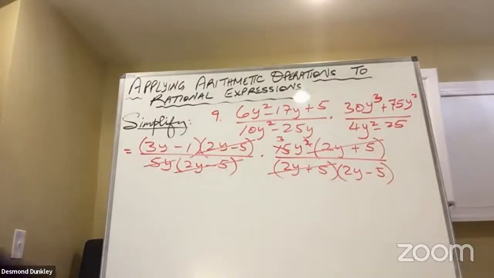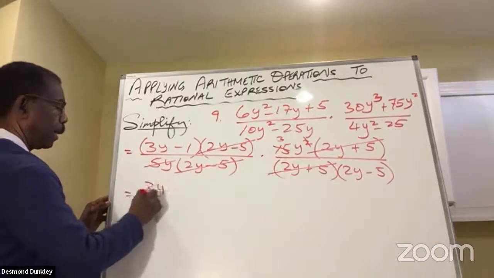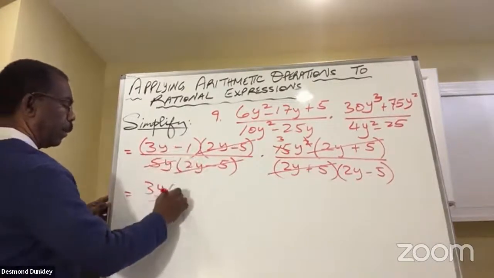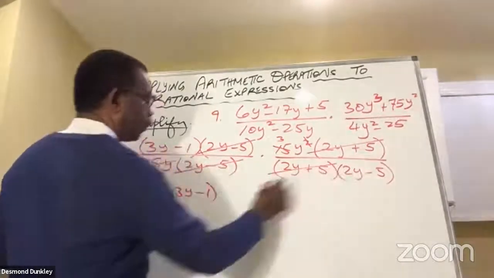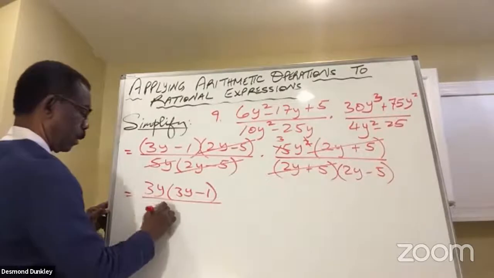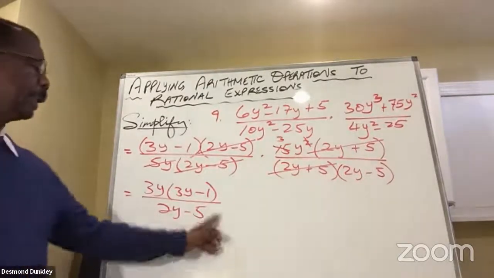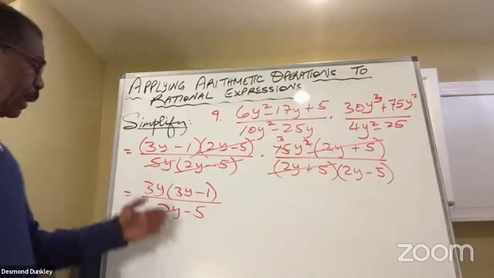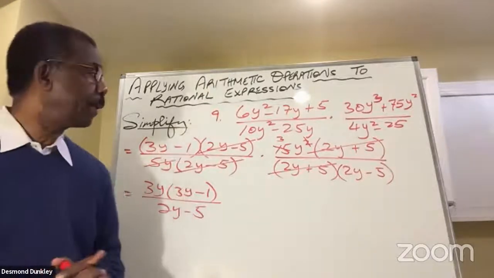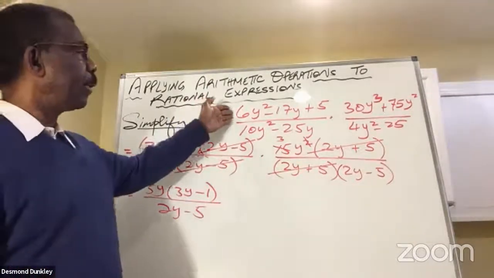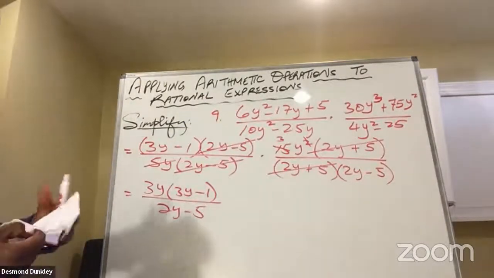So what do we have? We have 3y over there. So I can put 3y times 3y minus 1 over 2y minus 5. You can put the parentheses, but you don't have to because there's nothing else in the bottom. If you put the parentheses, it's not incorrect, but it's not necessary. Okay, so this is what we started out with. This is what we ended up with. Okay, so that's that for that one.